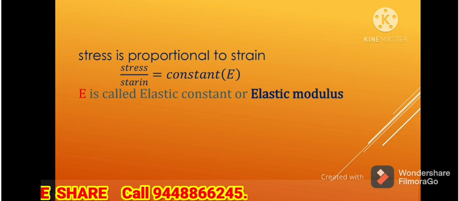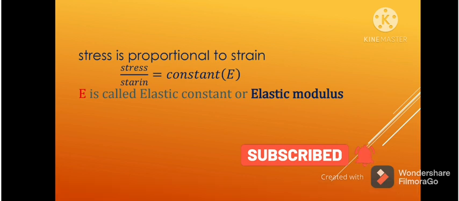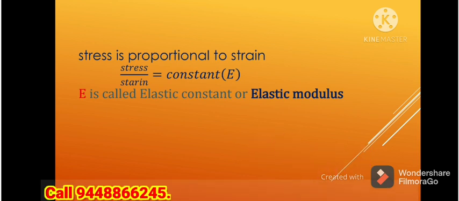Now when you come to the final statement, studying all the graphs and experiments you have done, what have you written? Stress is proportional to strain, within the elastic limit. If you write stress upon strain is equal to a constant, it is E, because when you increase the stress, strain also increases. Both increase and decrease proportionally, that is why it is called a constant. The E is called the elastic constant or elastic modulus.